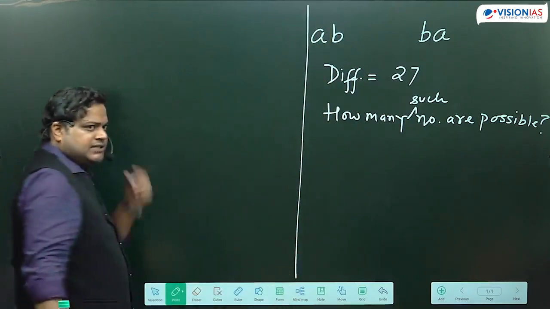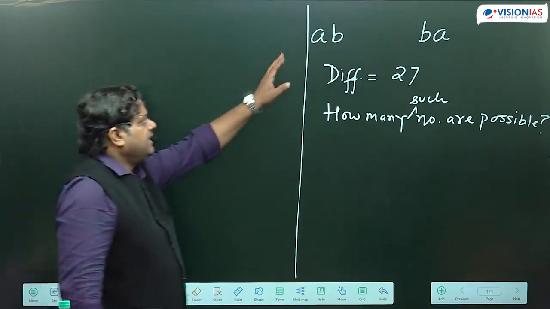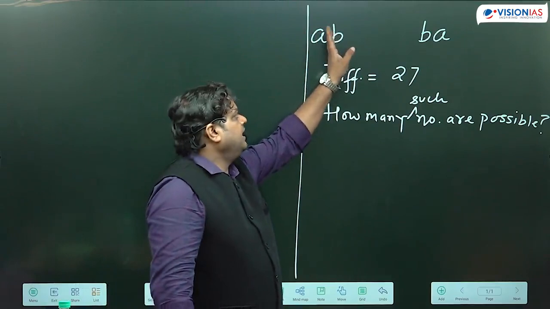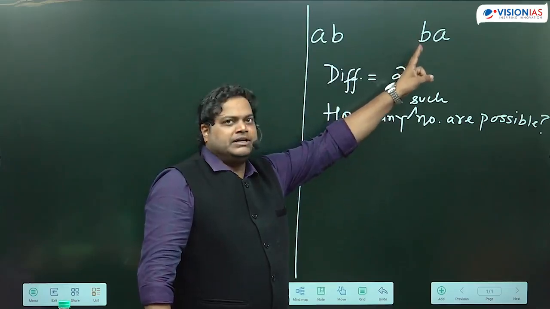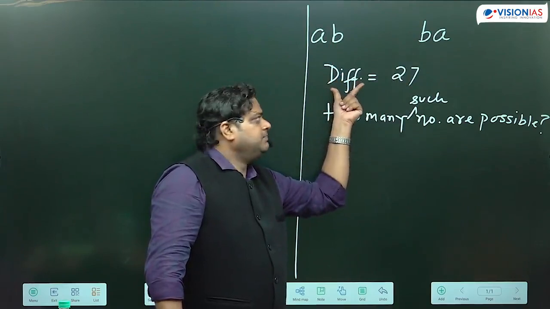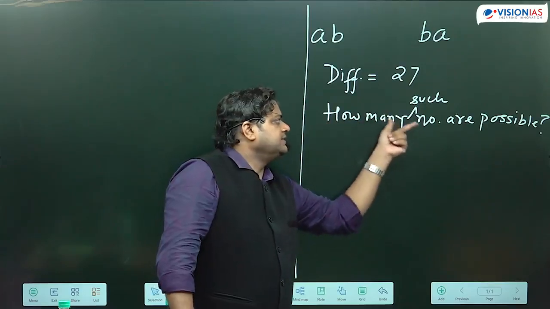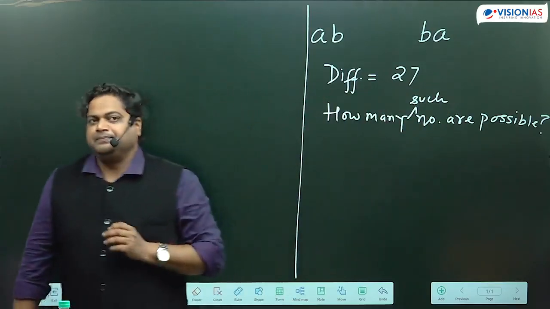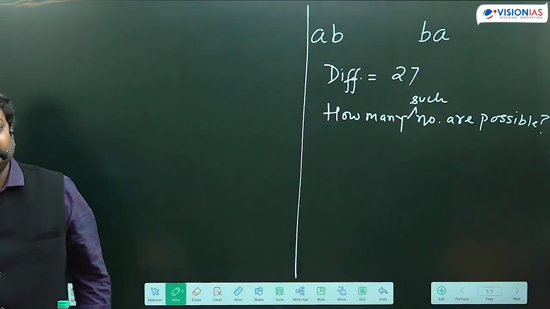In an earlier question it was asked how many pairs. The question is, if we have a 2-digit number and we reverse the digits, we again get a 2-digit number, and the difference of these two numbers is 27. How many such numbers are possible?